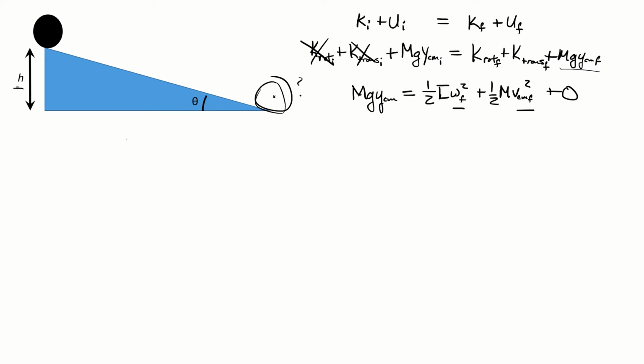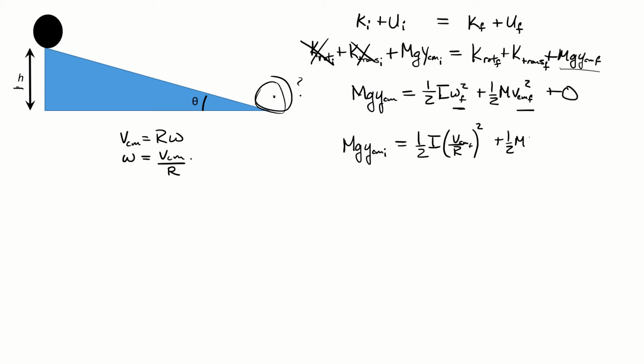However, we know that the v center of mass is equal to R omega. Or equivalently, omega is equal to v center of mass divided by R. So we can make that substitution for this omega final, and we get mg y center of mass initial is equal to 1/2 I (v over R) center of mass final squared plus 1/2 m v center of mass final squared.